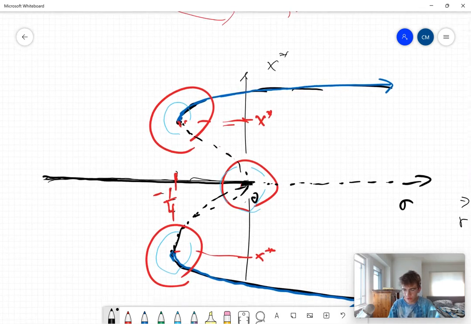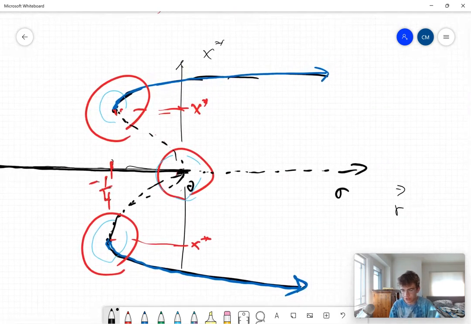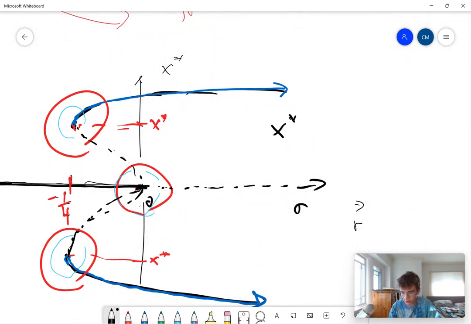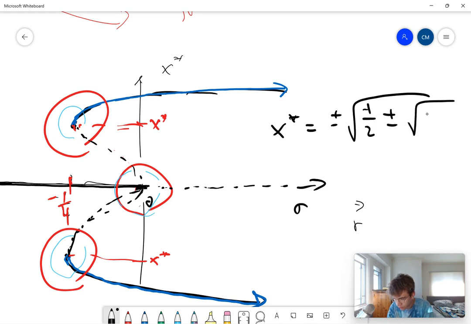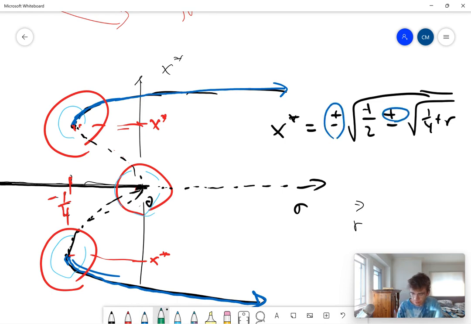So it turns out that the graphs of these curves are actually just given by the formulas we calculated for x star. So we have plus or minus the square root of 1/2 plus or minus the square root of 1/4 plus r. Okay, and so essentially these curves in blue are precisely given by the plus and minus of the positive conjugate.